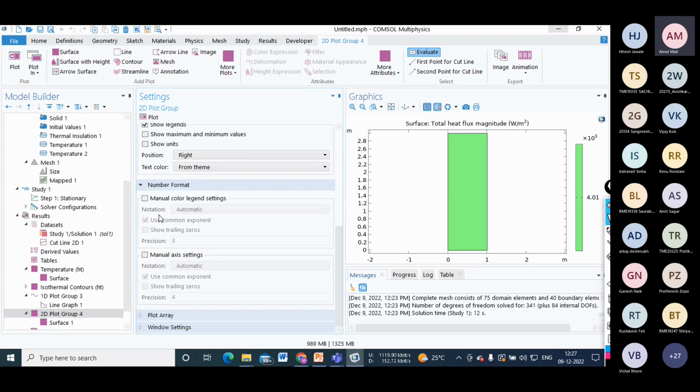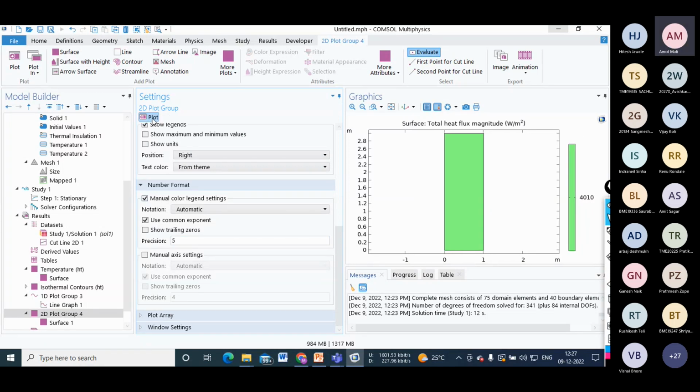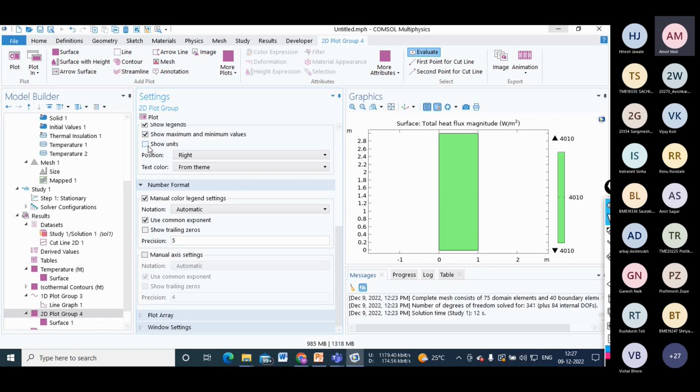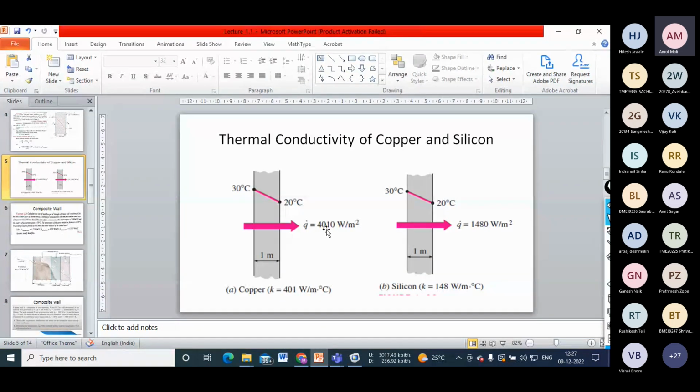For that purpose you have to click on that 2D plot group, and here we'll take the precision of 5. Okay, so here you can see 4010 watt per meter square. And theoretically how much value are you getting? 4010. Whether it is correct, have you done the validation correctly?